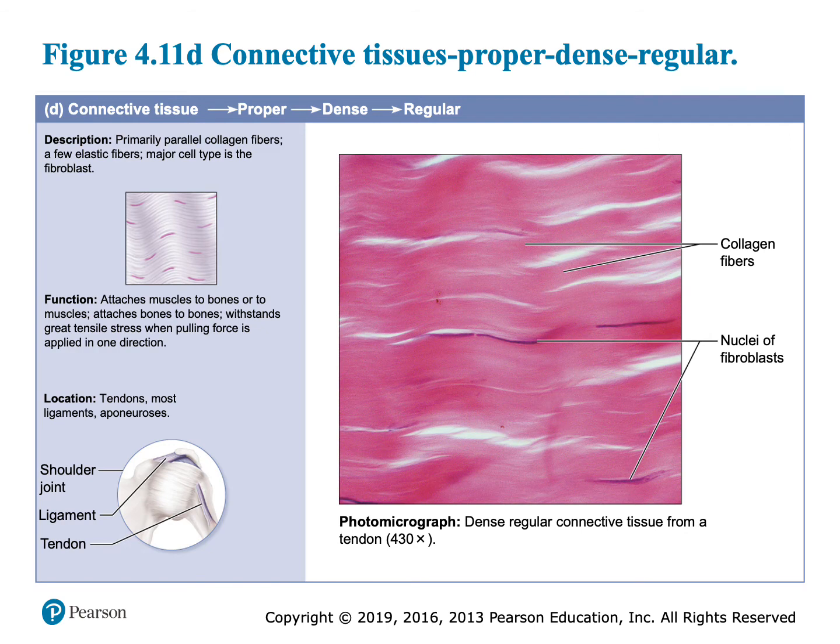There's those wavy lasagna noodles. That's all collagen. But this guy right here is the nucleus of a fibroblast. And the fibroblast is the guy that made all of the collagen fibers and the extracellular matrix around it. How about that?